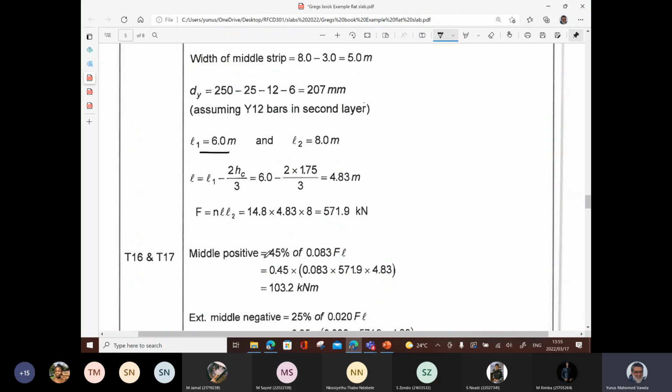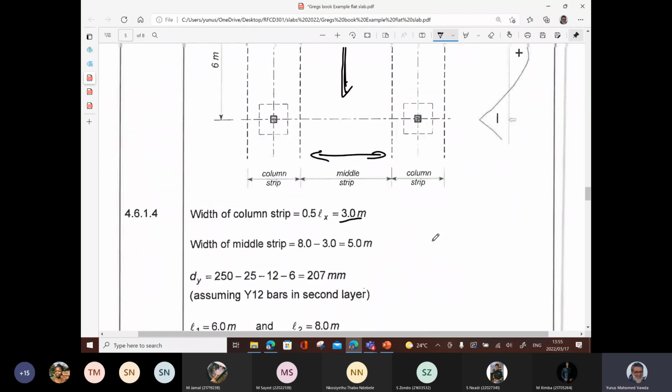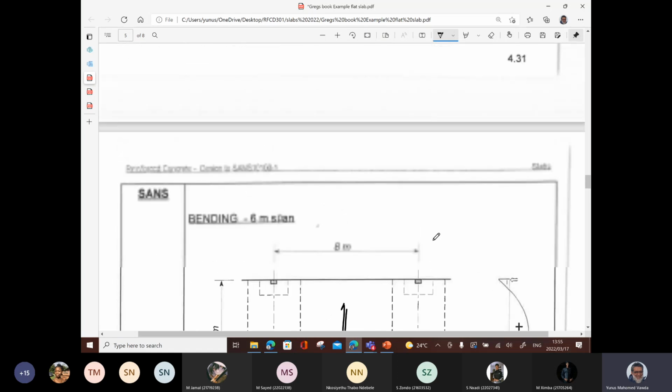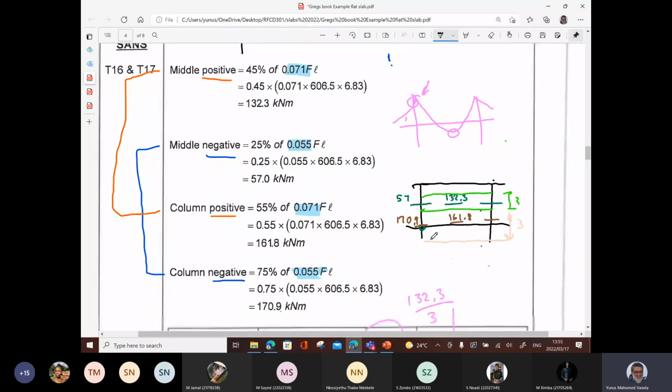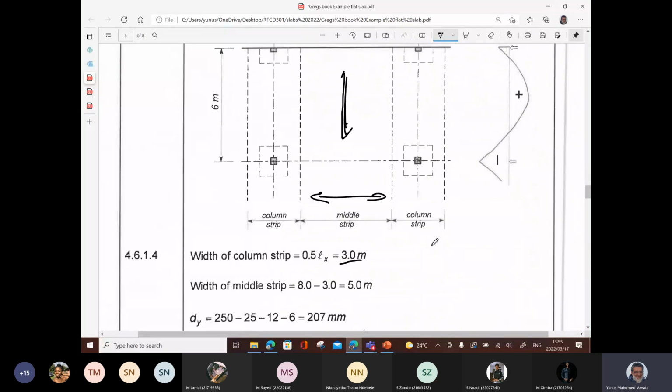Middle positive, 45%, same as we did before. Now we've got the middle strip, so it's this region here, and then we've got the column strips on the side. Do you follow? All right, so we're going to get hogging steel. What color did I use there? Green for middle and brown for column. Just want to try and be consistent.